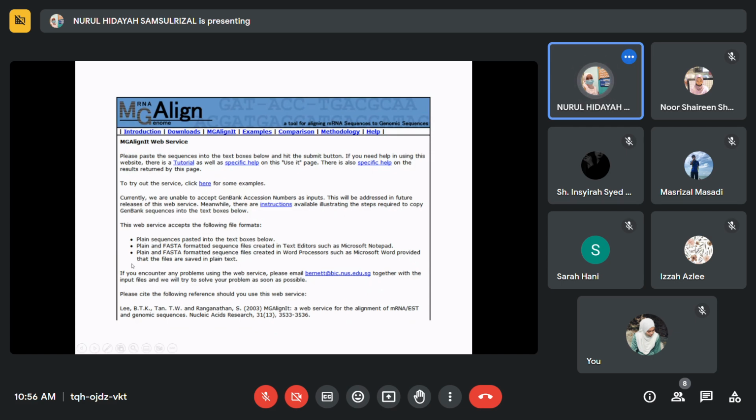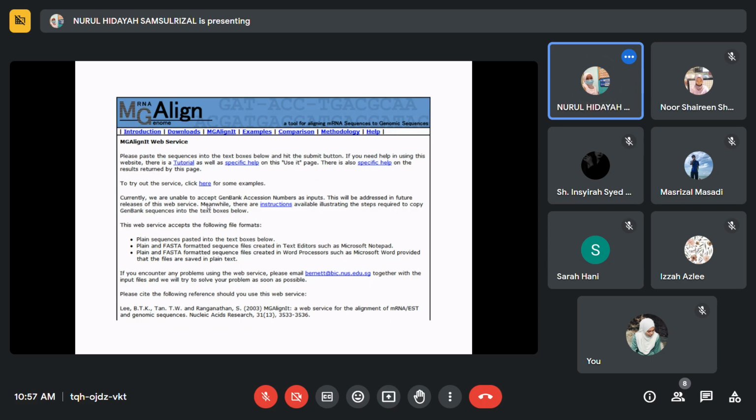So you can put the plain sequence, okay, you can put plain and FASTA format sequence, or in the text editor punya versions, ataupun in term of Microsoft Word punya file. So it's depend, you nak letak dekat dalam text box, you plain sequence, ataupun yang plain ataupun FASTA yang dalam bentuk text editor, Notepad, ataupun you nak letak dalam bentuk Microsoft Word. Okay, so you can put everything in this web service. Oh, ini accept. Oh, you tak boleh letak yang dalam bentuk Notepad dengan sini. So the example, kamu boleh tengoklah dekat sini some example how to put the data.